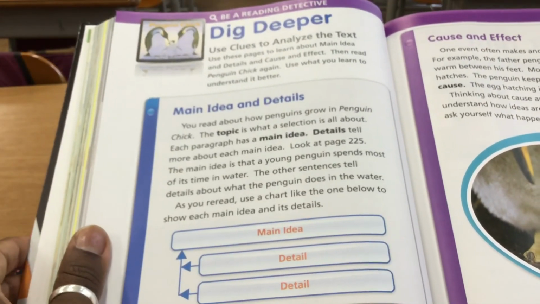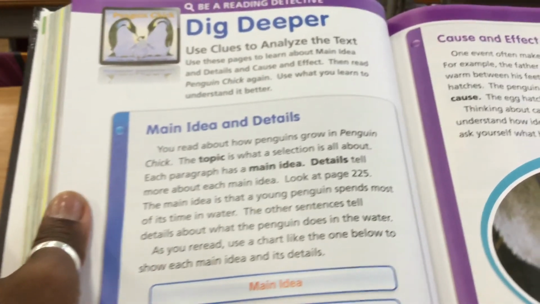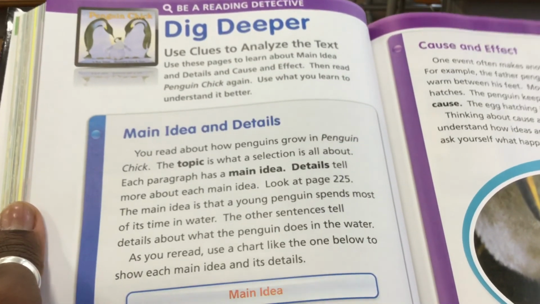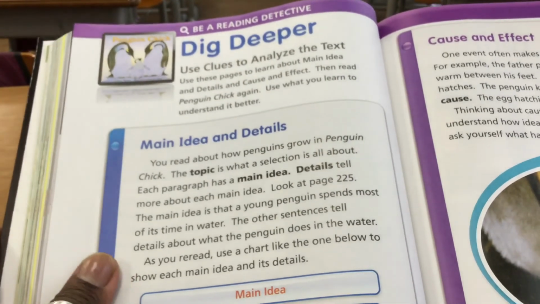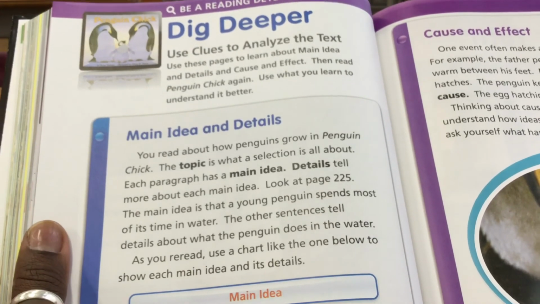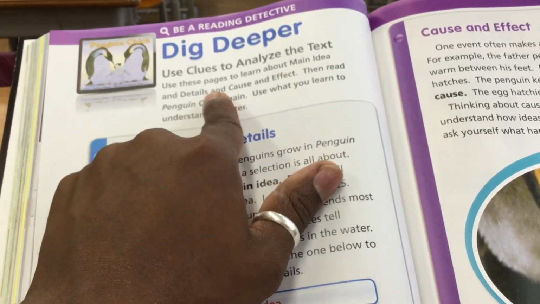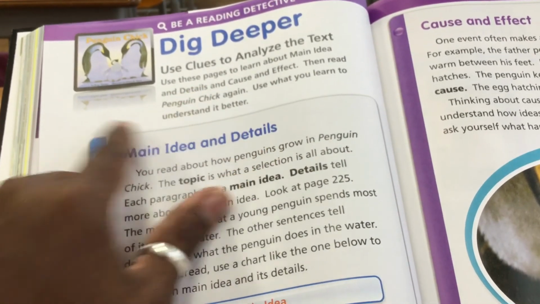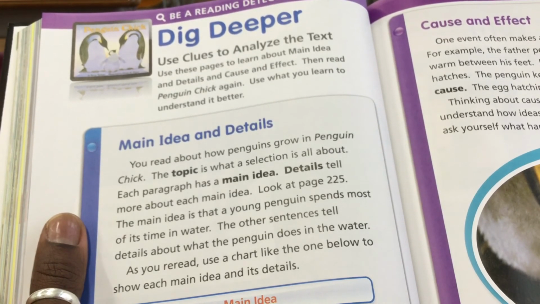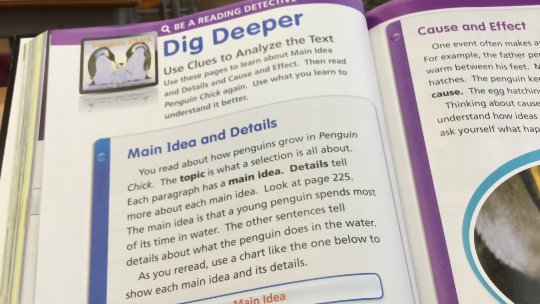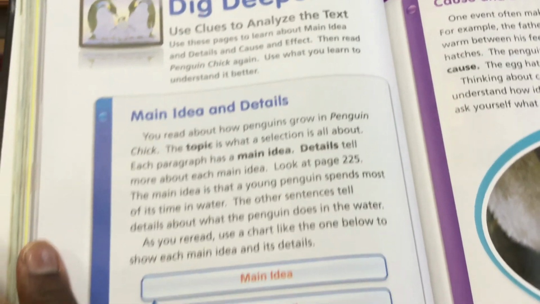And that's it. That's the end. Now, here's what I want you to think about. After you have read the story 2 times, look at page 228, where it says dig deeper. It said to use clues to analyze the text. Use these pages to learn about main idea and details and cause and effect. Then read Penguin Chick again. Use what you learn to understand it better.